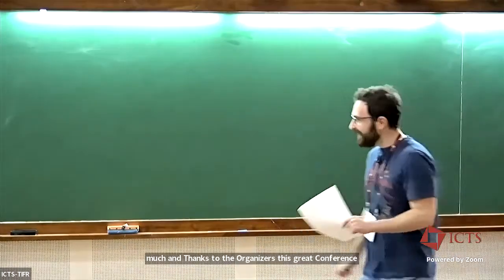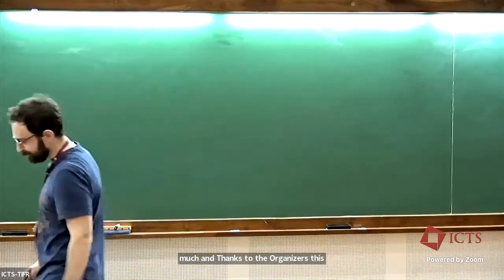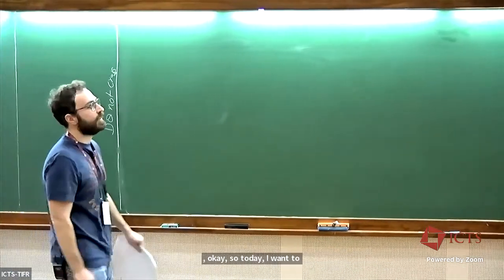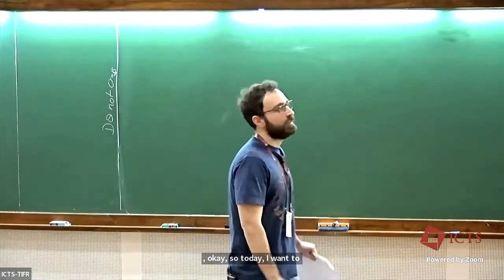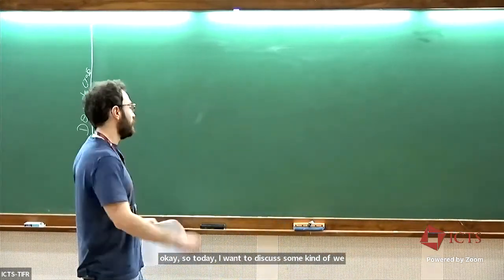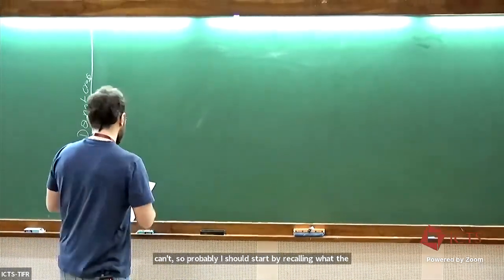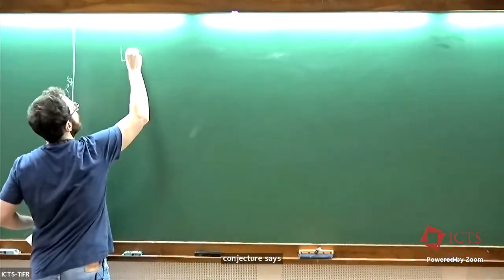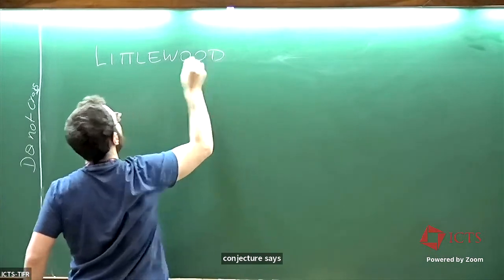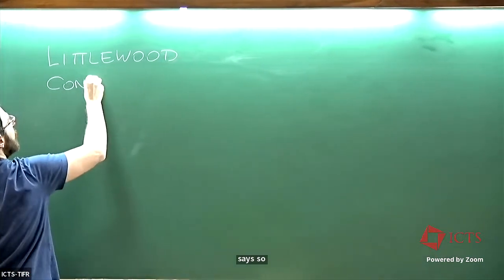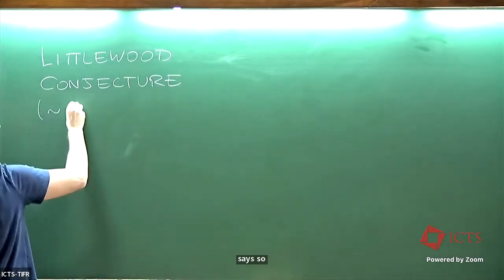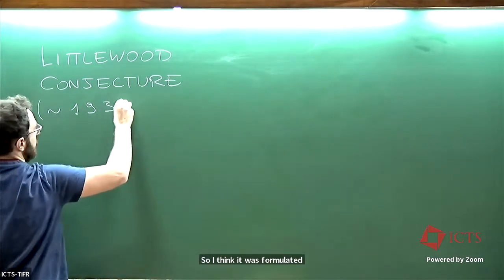Thank you very much. Okay, so today I want to discuss some kind of weakening of the Littlewood conjecture. So probably I should start by recalling what the conjecture says. So I think it was formulated around 1930.